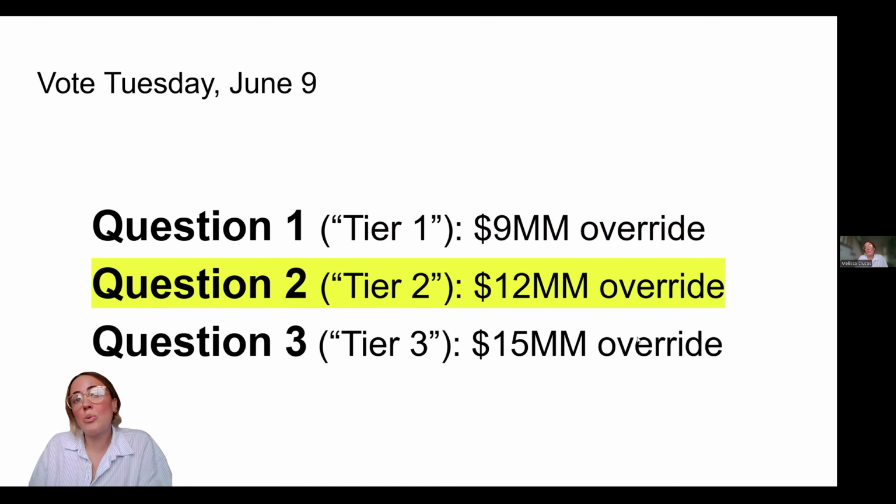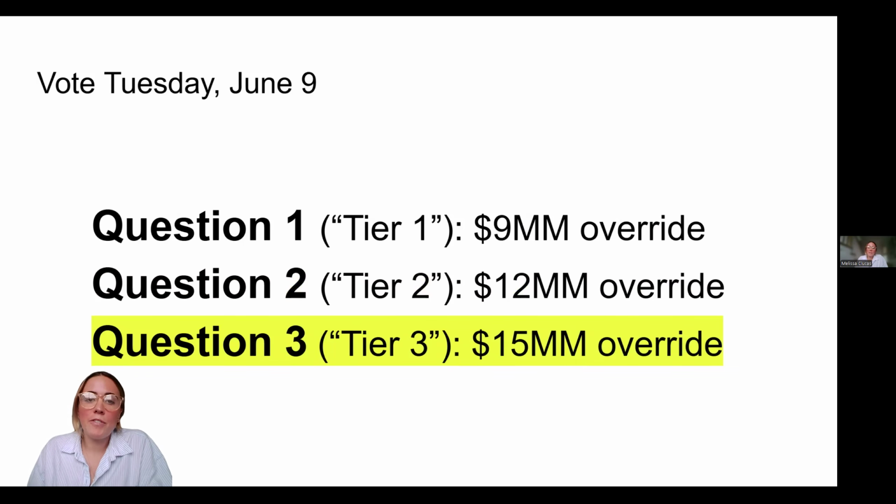Question 2 is the $12 million override. It includes everything that's in Question 1 and more. It would restore most proposed cuts and cover basic contractual obligations, but the structural deficit and threat to bond rating would remain.